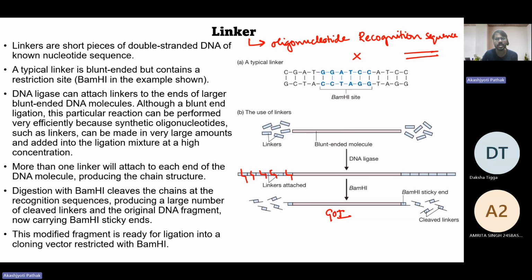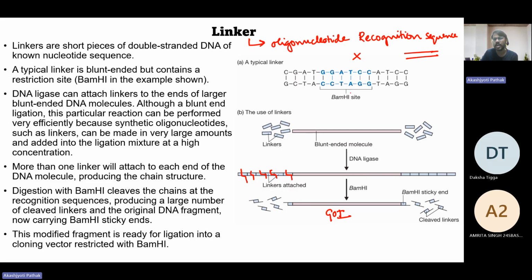If you look at this figure and see the steps, you will understand. No need to go through all this text. You can read the text for your reference, I have added it, but if you understand the figure, then you can solve the questions also. You will understand the concept. So the linkers are short pieces of double-stranded DNA of known nucleotide sequence. So they are oligonucleotides, basically double-stranded DNA molecules, and the sequence is known. And the typical linker is blunt-ended but contains a restriction site.